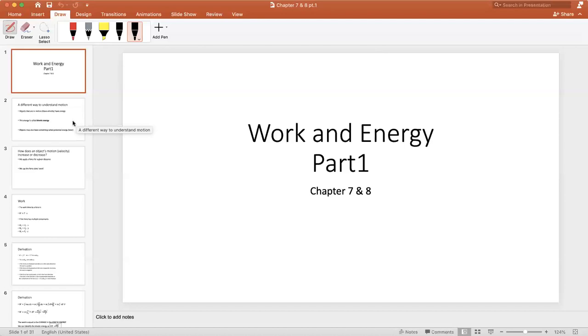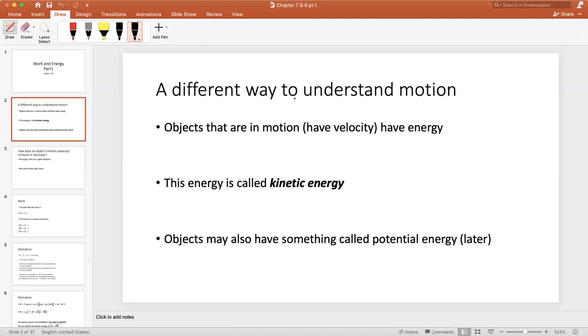For chapters 7 and 8, we're going to be talking about position. We're not going to be talking about time at all, it turns out, which is something that makes it super easy. There's not going to be time involved in these 2 chapters. Okay, so as I said, work and energy are a different way to understand motion.